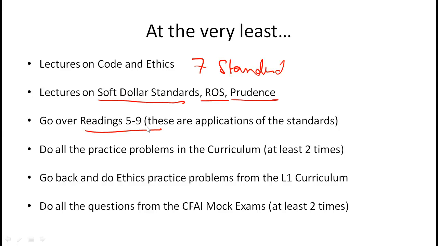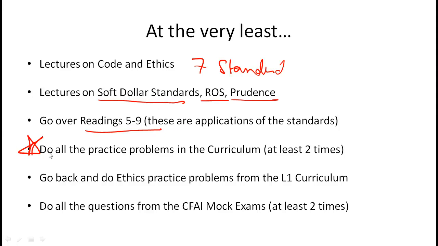Readings 5 through 9, these are the applications, short readings. Don't spend too much time on these. You won't be tested on the exact content of the reading. It's not like literature where you need to know who did what and who is whom and all that. But what you do need to know is that if somebody is doing front running, it is a violation of so-and-so standard. So just read the actions and learn what standard is being violated by what action. So this is relatively quick.